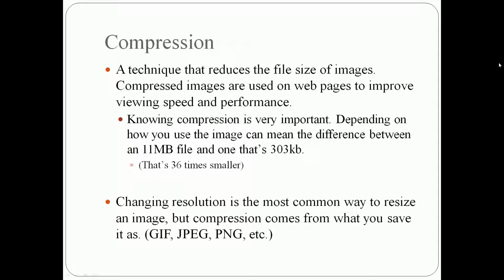Depending on how you use the image can mean the difference between giving me an 11 meg file, because that would be great to print, it means it must be high resolution, or one that's like 303 kilobytes, that's 36 times smaller and ideal for the internet instead. Changing resolution is the most common way to resize an image, but compression comes from what you save it as. So you'll have different kinds of compression if you're in a GIF or GIF, depending on how you want to be on that argument on how to pronounce this, a JPEG, a PNG, etc. They all compress in different ways.